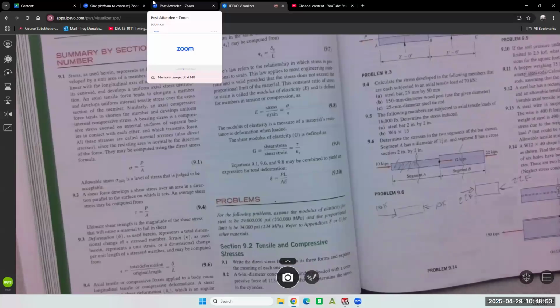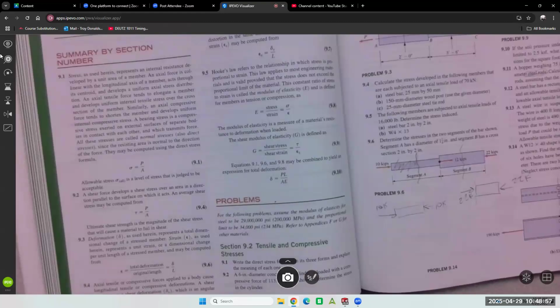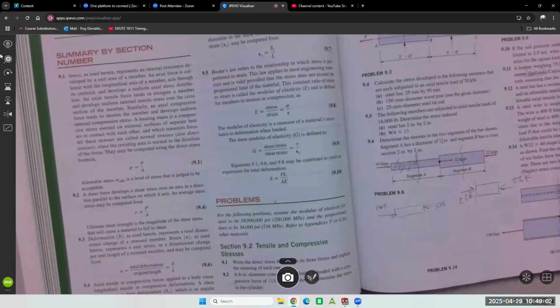Definitely going to be those on the test. You'll have to calculate a normal stress, a tensile stress, a compressive stress, a shear stress, any of those.